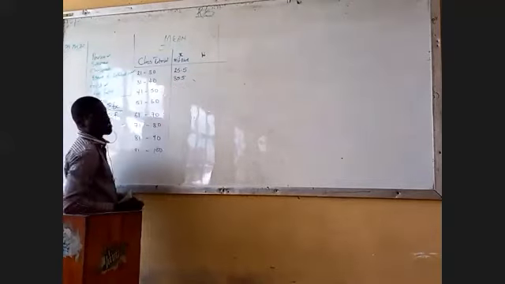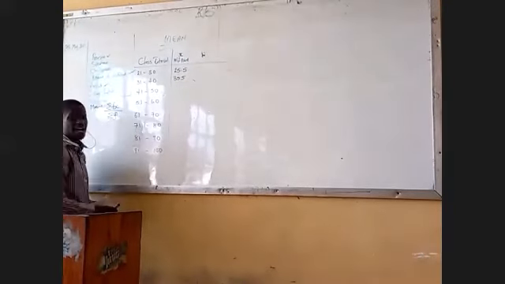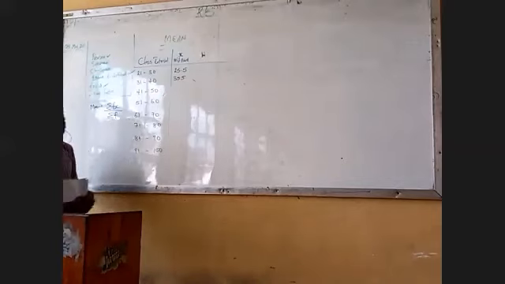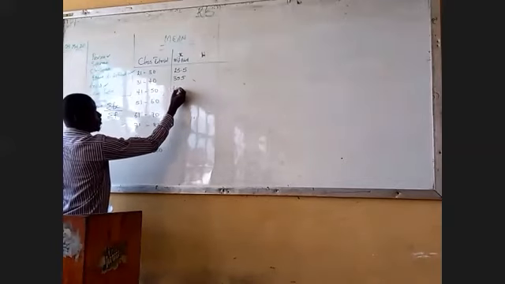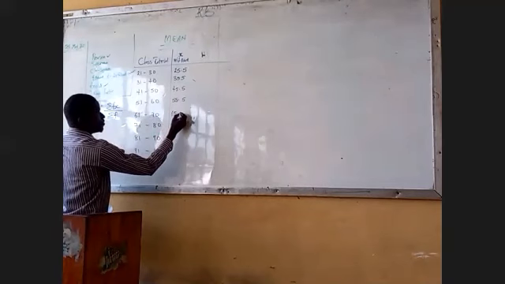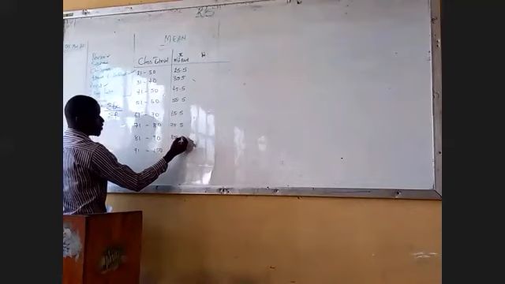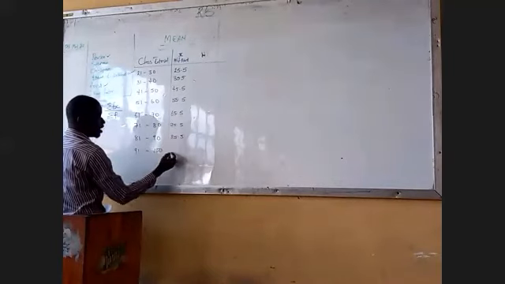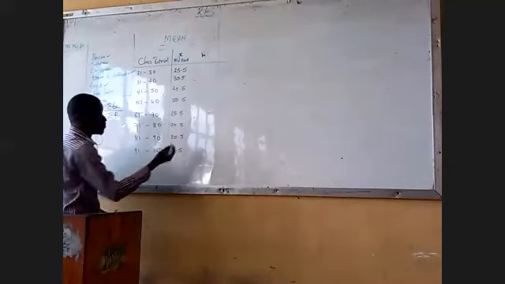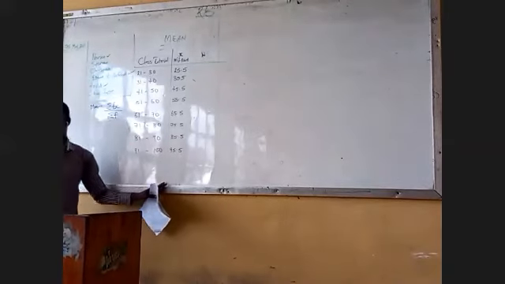35.5. Now you will notice that the difference between these two numbers is what? 10. Automatically, I don't need to calculate anything again. This is just going to be 45.5, 55.5, 65.5, 75.5, 85.5, and 95.5. I believe this is clear to everyone, right? I hope it is clear.